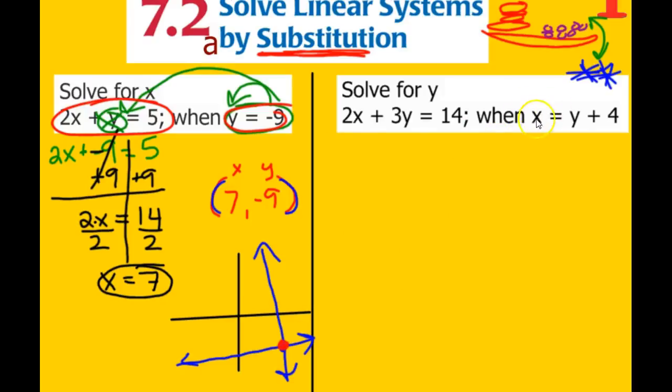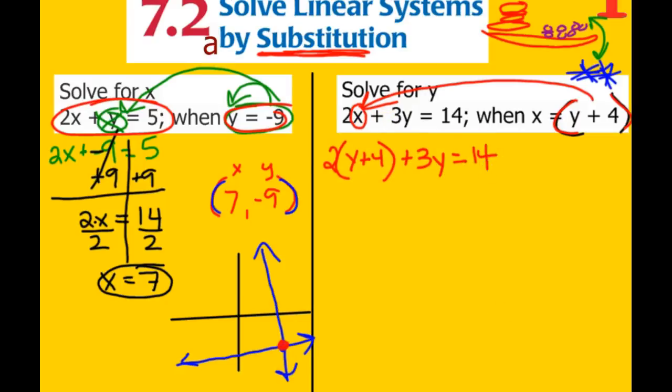So now let's try the same thing, but instead of y or x just being a number, we have y or x being an equation or a piece. So anytime I see x, I'm going to replace it with this whole piece, y plus 4. So I'm going to take out this x, and I'm going to plug in y plus 4 in its place. So I'm going to rewrite this. I have 2, and these are touching, so multiplied by y plus 4. Then it says plus 3y equal to 14. So I took out x, and I replaced it with y plus 4.